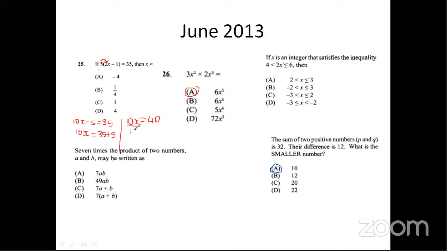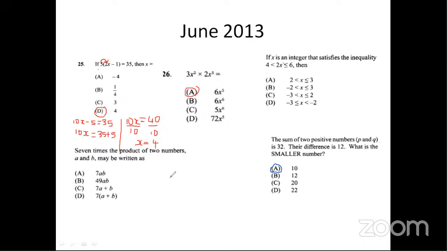D, 4. Correct. You say B? Who said B? Nobody said B. Hunter said B first. On to the next one.